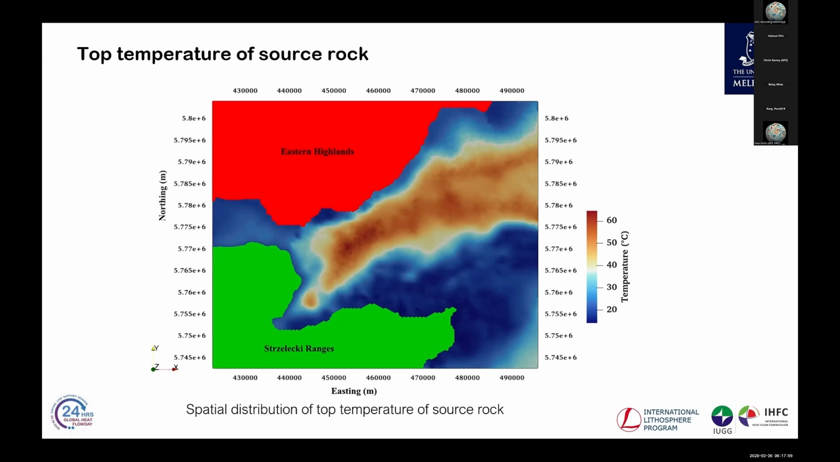The temperature range of the top surface of the Cenozoic geothermal source rock ranges from 14 to 65 degrees Celsius, with depth approximately 500 to 600 meters.